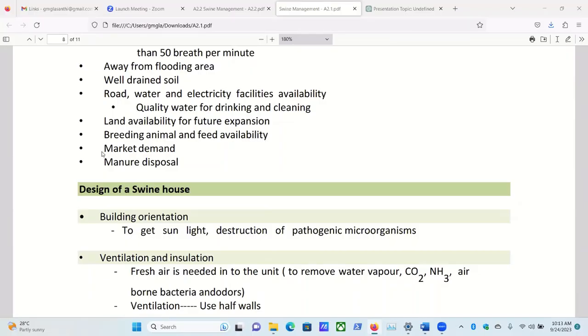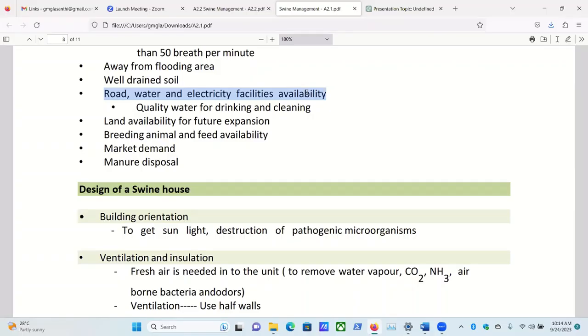And away from flooding areas, because in the rainy season, if there is a flood, we can't do animal farming. So to avoid flood, there should be well-drained soil. And infrastructure availability: quality water should be there, and electricity facilities to do some management practices, to operate some machines, and to provide light. Road access is needed to bring animals to the farm as well as to take animals from the farm.